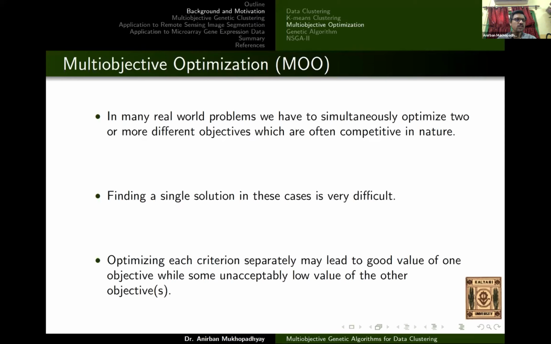Optimizing each criterion separately. When you have multiple objective functions, if we want to optimize one of the objective functions separately, keeping the others constant, it may lead to a good value for the objective function you are optimizing, but it may give you an unacceptably bad value for the other objective function. So that is not a solution. You just cannot optimize a single objective function leaving the others. You have to optimize all the objective functions simultaneously.